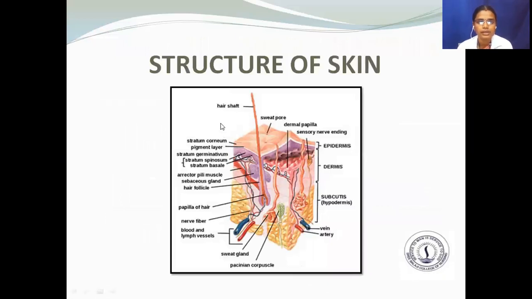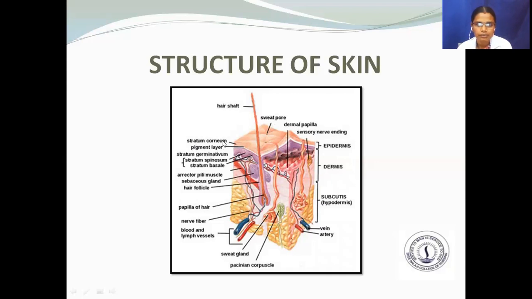Next, we can see the structure of the skin. This is the internal anatomy of the skin. The outermost layer of the skin is called epidermis. Next to the epidermis, the layer is called dermis. Then the subcutaneous or hypodermis will be seen. In that, hair structure will be there. In the outermost layer, the sweat pore will be there. Through this only we are excreting sweat. Then the sensory nerve endings are also seen in the dermis.